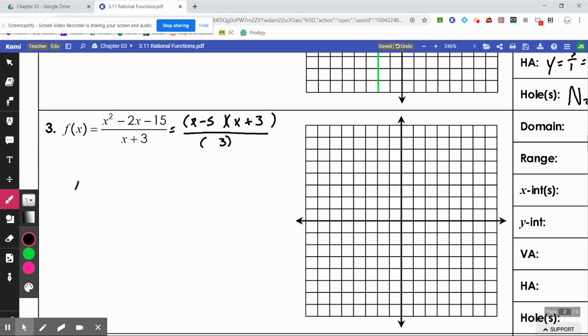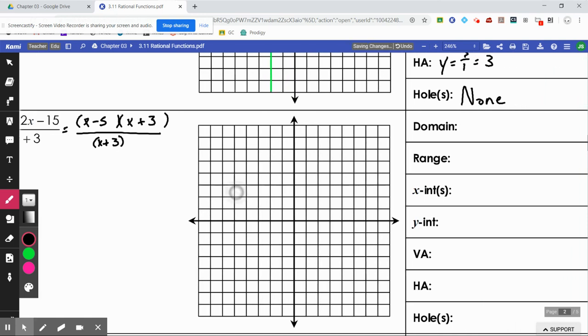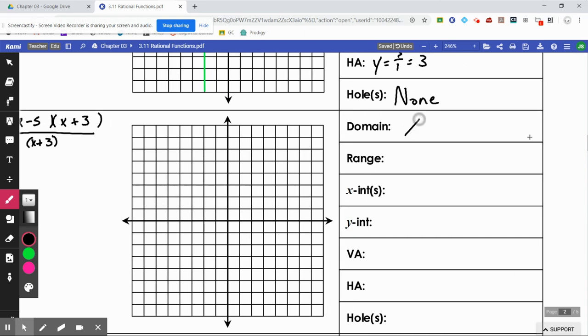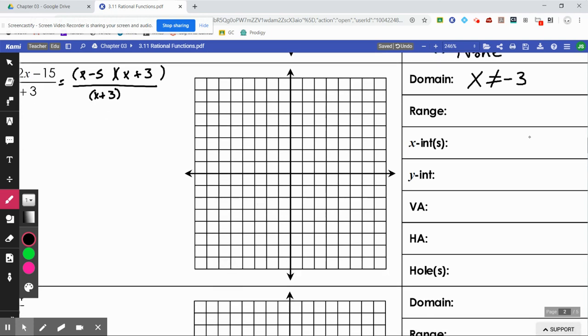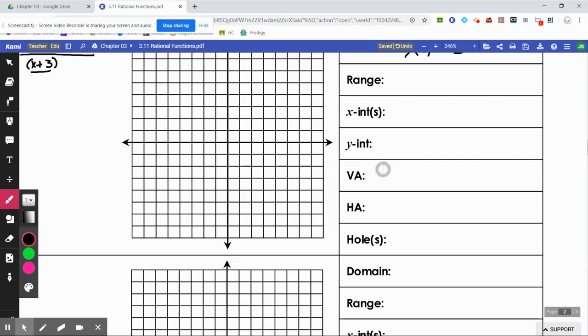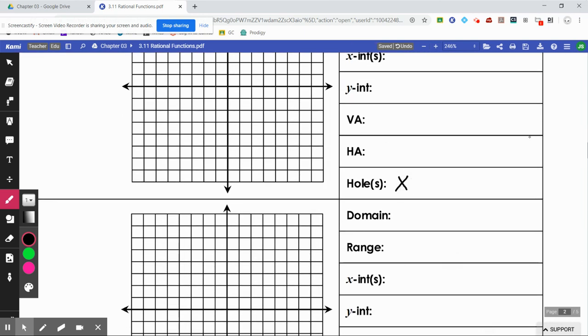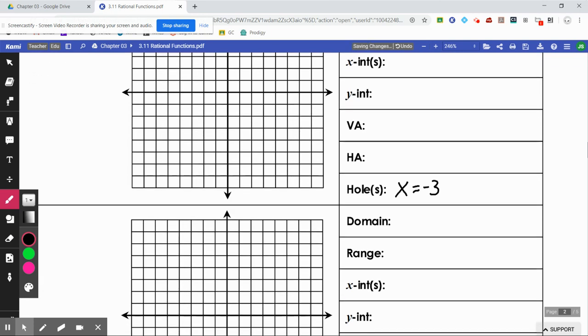Let me clean that up. So the only thing not in your domain: you cannot divide by 0, so x cannot be -3. So the question now is, do I have a hole there or do I have a vertical asymptote there? Notice you have a removable discontinuity there. x plus 3 on top and x plus 3 on bottom. That means that there is a hole at x equals negative 3. There is no other discontinuity, so you will have no vertical asymptote.